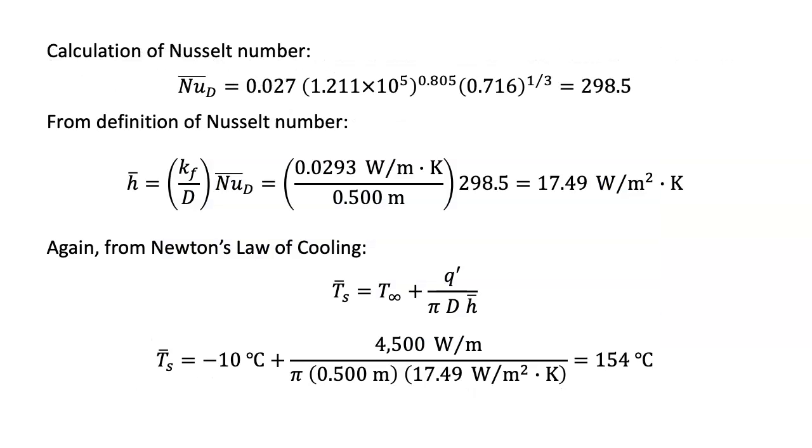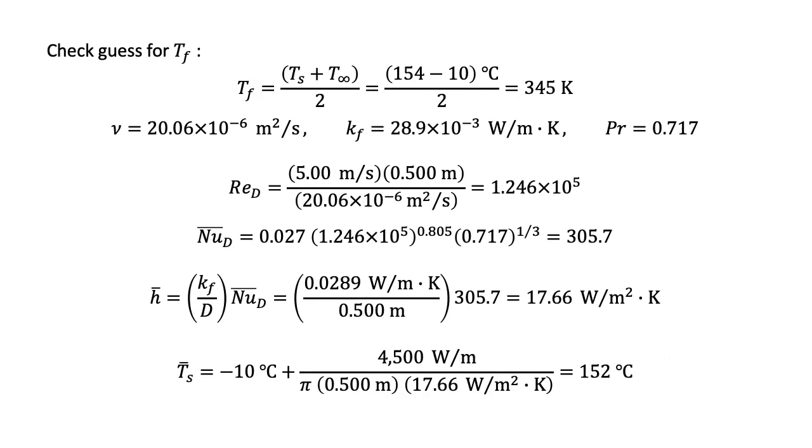Substituting in values, we get a Nusselt number of about 300, a convection coefficient of 17 watts per meter squared Kelvin, and an average surface temperature of 154 degrees Celsius. Finally, we check our assumed value of film temperature and get an updated film temperature of 345 Kelvin, which is only about 5 degrees lower than our original guess.